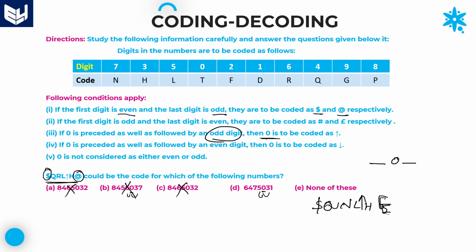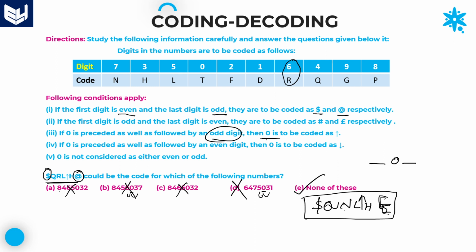So once check it out, dollar QR, but here R means 6, but it is given as 7. Option D is also wrong answer. So your answer should be option E. Exact answer is this one, dollar QNL, upward arrow, H and euro. This is the correct answer.